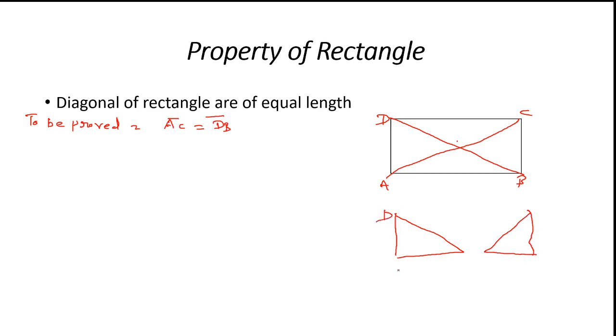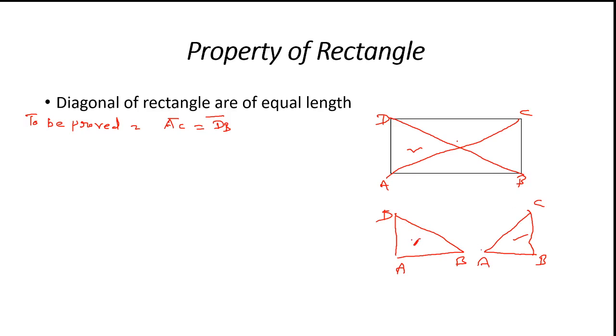DAB. First triangle is DAB, ये first वाला triangle. And CBA. Now, we will prove that these two triangles are congruent triangles. So by CPCT we can say that AB is equal to CE.